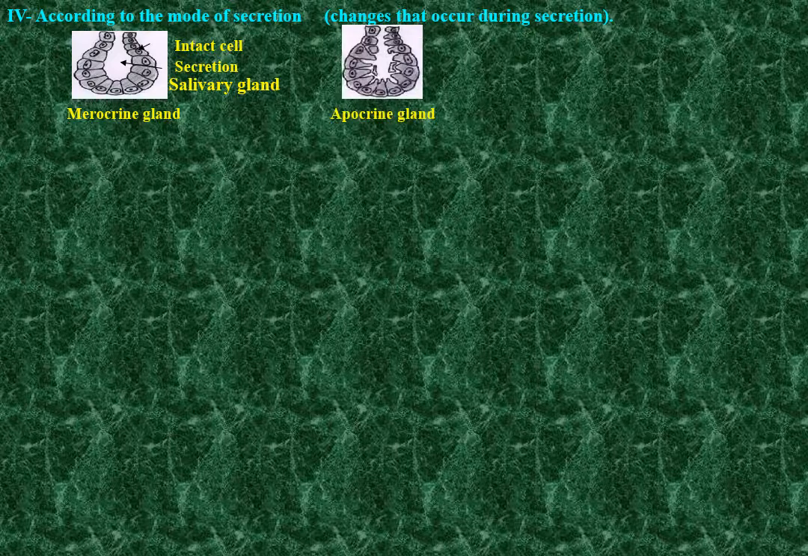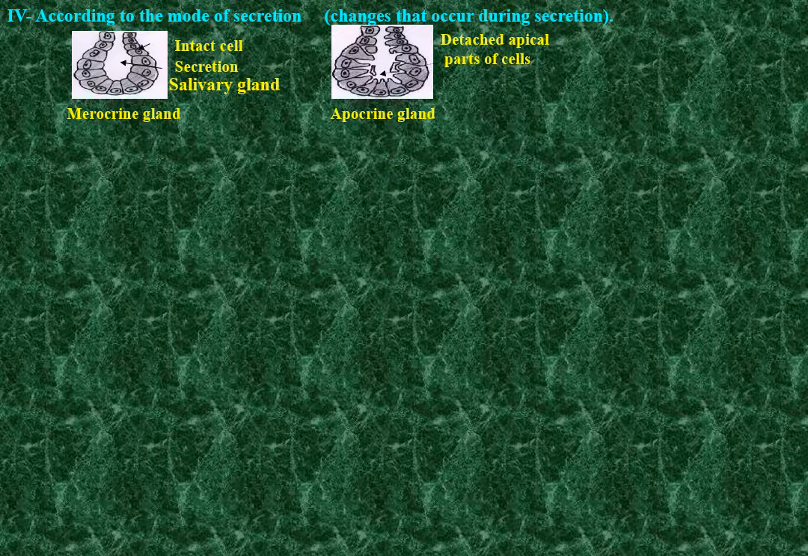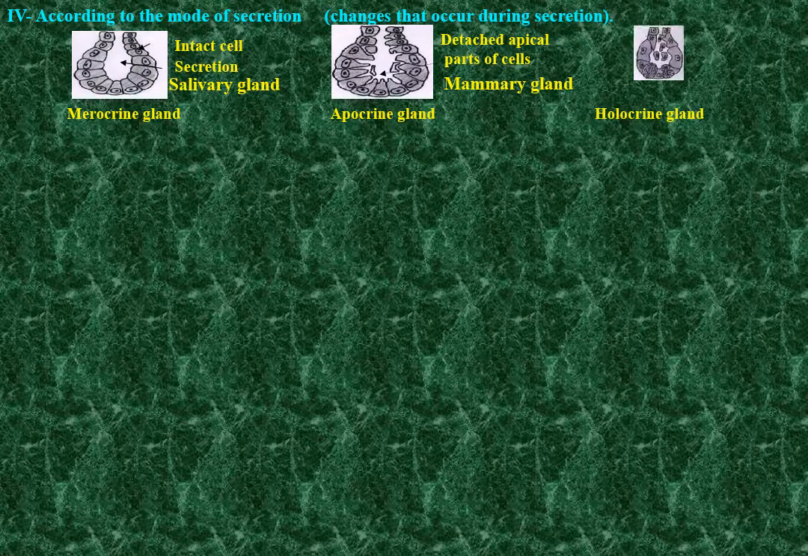Fourth, according to the mode of secretion, that is, the changes that occur during secretion. Merocrine glands, the cells of which are not destroyed in the process of secretion. The secretory granules are merely discharged through the cell membrane, as in the case of salivary glands. Apocrine glands, in which only the apical parts of the cells are destroyed in the process of secretion, as in the case of mammary glands.